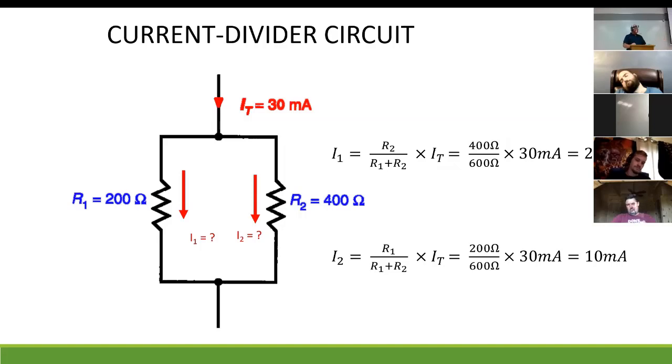In a parallel circuit, the current divides. So in a series circuit, the current's the same in all of them, but the voltage divides. But in a parallel circuit, the voltage is the same across all of the elements, but the current divides. So here I've got a couple resistors in parallel. One's 200 and one's 400. Where is the most of the current going to flow? Through the 200 or the 400?